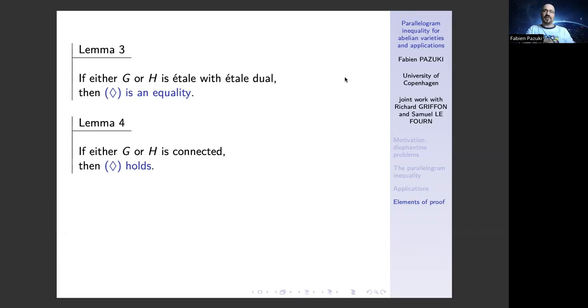Lemma 4, a bit the opposite direction. If you have a group, you can decompose it into étale and connected parts.